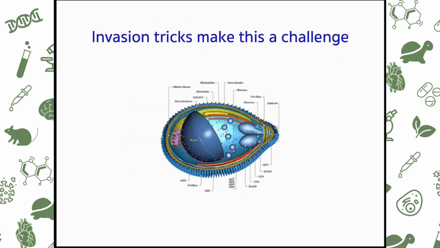So this is the form of the malaria parasite which can invade your red blood cells. It's called the merozoite form. It's just a single cell. And it does a number of really cunning things.